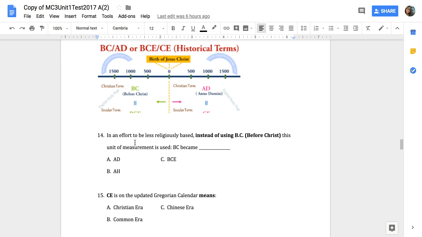Okay. In an effort to be less religiously based, instead of using BC before Christ, so this is BC, what is the secular term? BC became what? So what do we call BC now? Do we call it AD? Letter B, do we call it AH? Choice C, do we call it BCE?